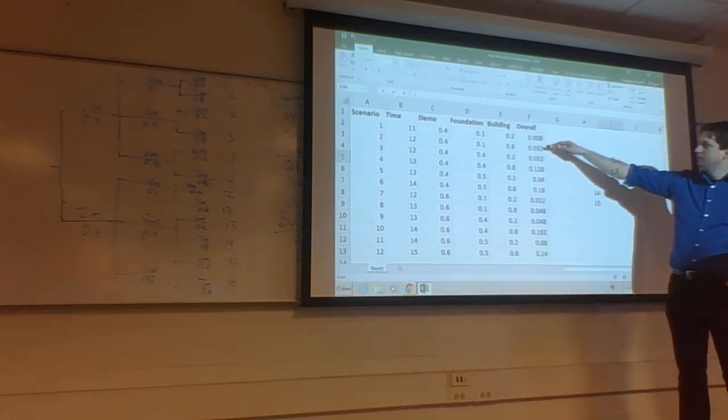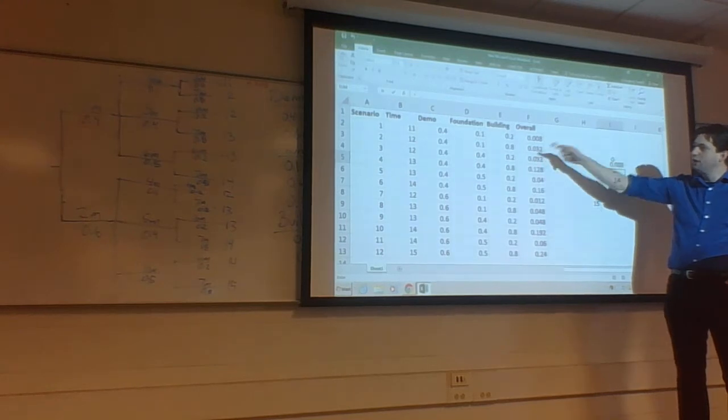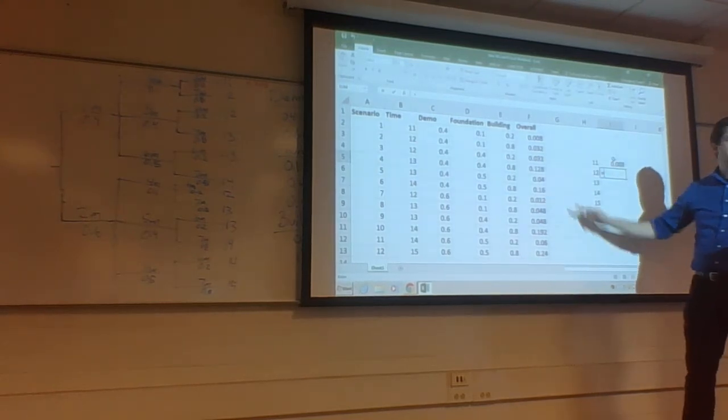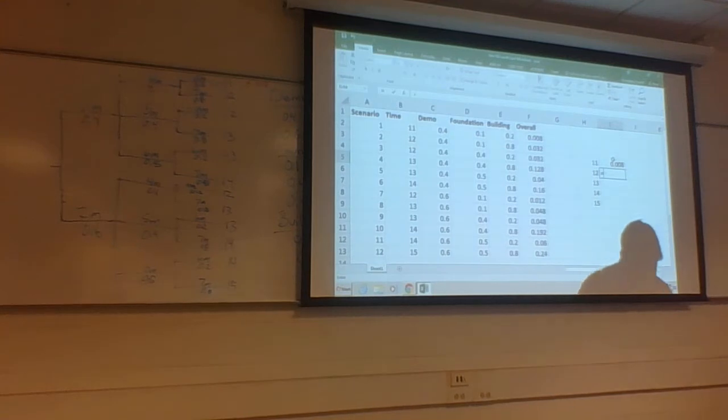But we can do 12. You can get to 12 months by doing scenario 2, by doing scenario 3, by doing scenario 7. So you're going to add them together. I like what Adam did, though. I think it's a lot easier. Let's do that.